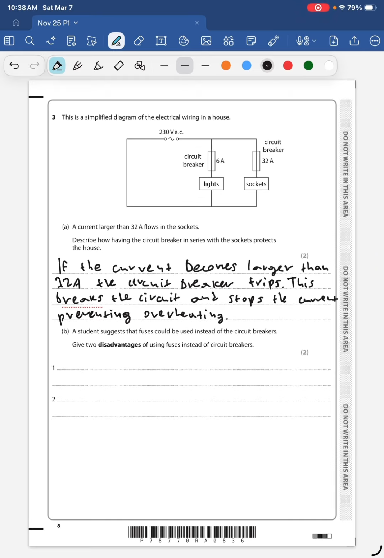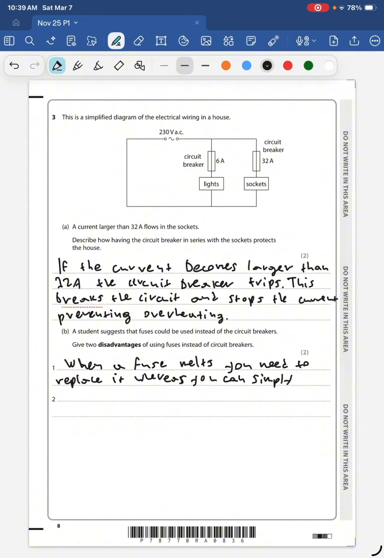So question B. A student suggests that fuses could be used instead of the circuit breakers. Give two disadvantages of using fuses instead of circuit breakers. So when a fuse melts, you need to replace it, whereas you can simply reset the breaker.